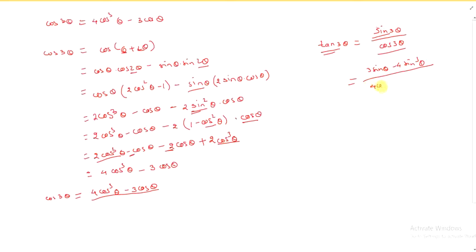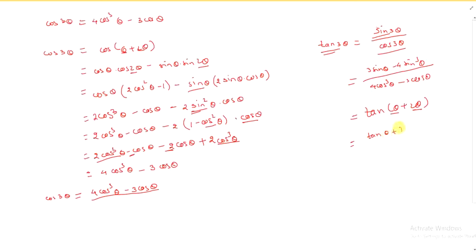the result, that is 4 cos cube theta minus 3 cos theta, or in another way, tan of 3 theta can be written as tan of theta plus 2 theta, and theta plus 2 theta, that is a plus b, that is the formula for tan of a plus b, that is what?